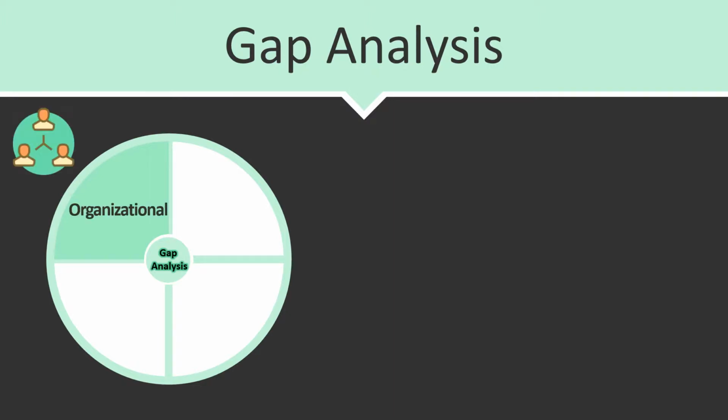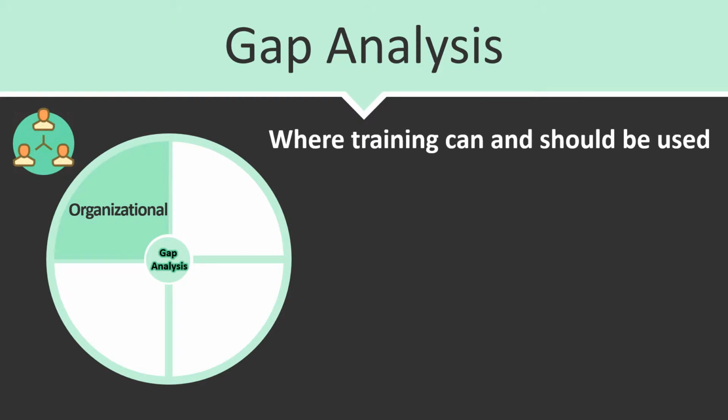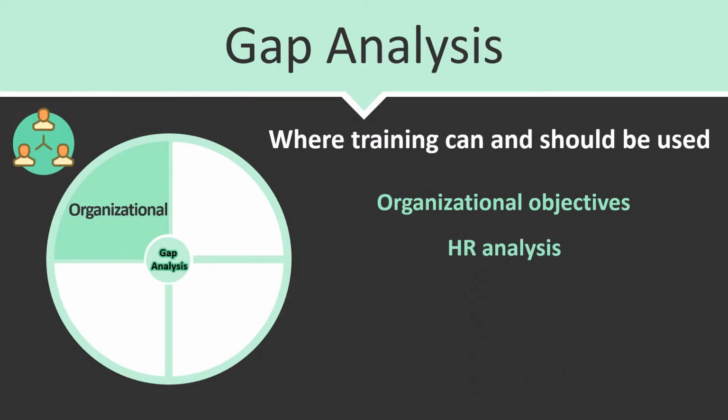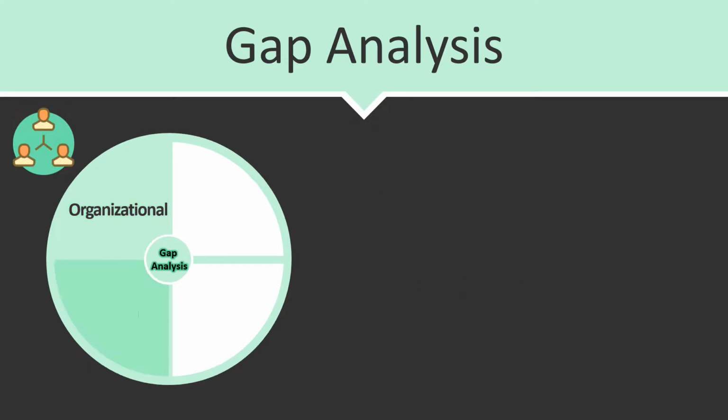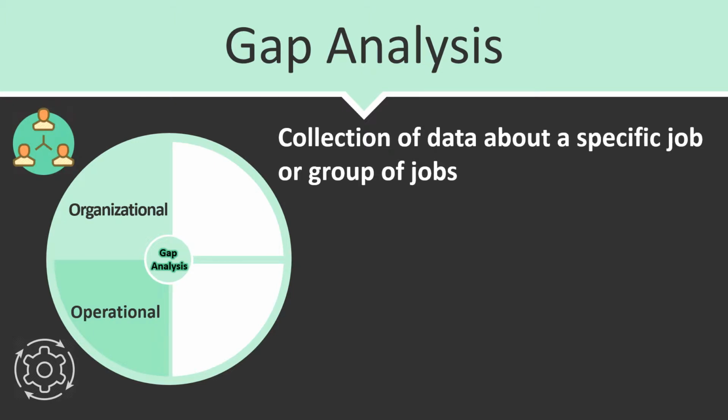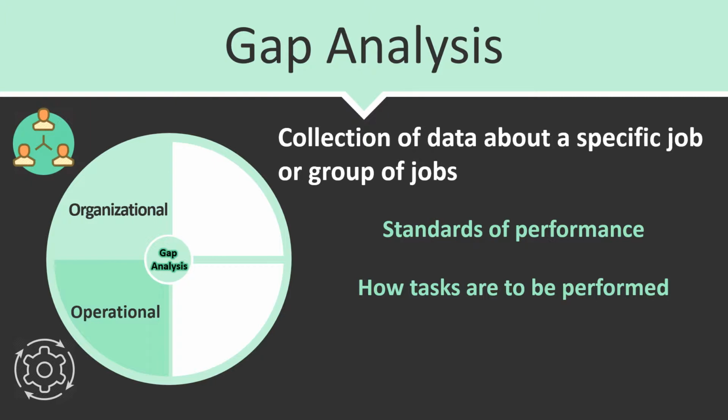In an organizational analysis, you determine where training can and should be used within your organization. The focus is on the entire enterprise. You'll look at organizational objectives, human resources analysis, analysis of the efficiency indices used, and also an analysis of your organizational climate. In an operational analysis, you systematically collect data about a specific job or group of jobs. The purpose is to determine what the employee should be taught to perform the job at the desired level. Here, you'll look at performance standards, how tasks are to be performed to meet those standards, and the skills, knowledge, and attitudes necessary to meet those standards.